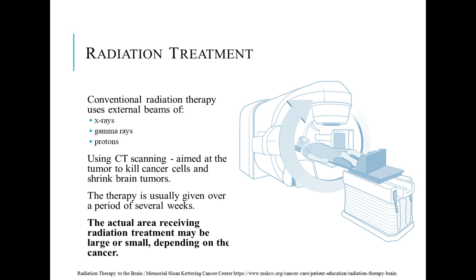But generally, you use CT scanning to get an idea of where to target the tumor, and then the ionizing beams are aimed at the tumor to kill the cancer cells and to shrink the tumor. This therapy is usually given over a period of several weeks, so it's fractionated, meaning multiple doses over time. The area that receives radiation treatment may be large or small, meaning a small area of the brain or a large area of the brain. And that, again, depends on the type of cancer.